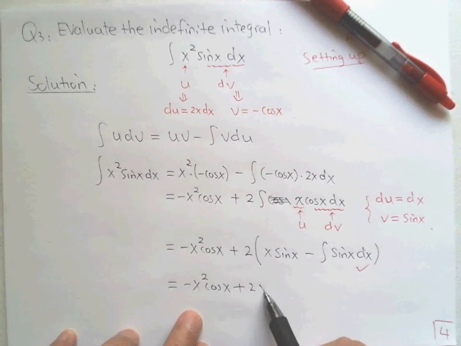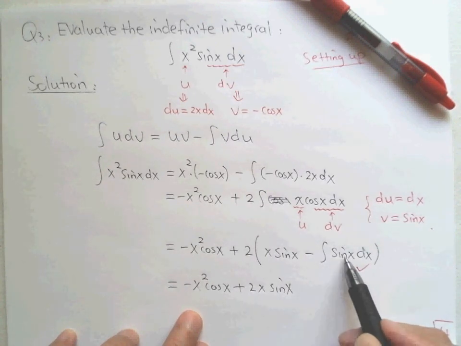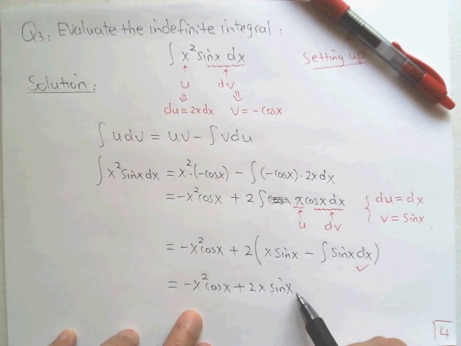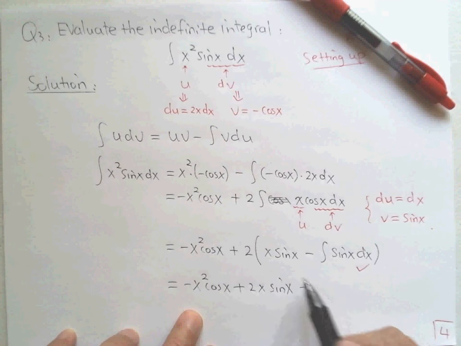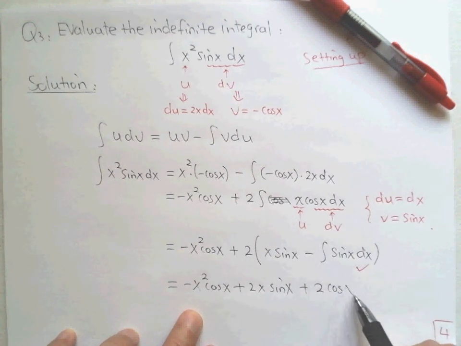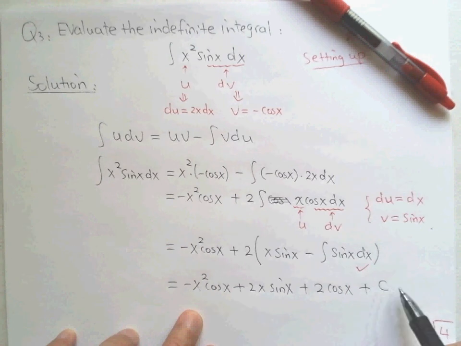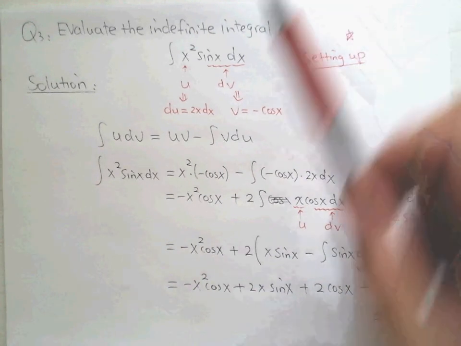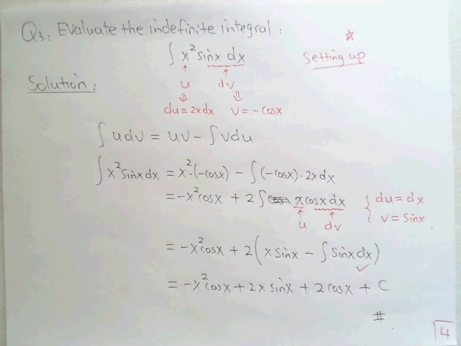The last, I just completed and wrote down here. So 2 times that is plus 2x sine x. This ended in negative cosine, negative goes to positive. So plus, because this is 2 times, distribute the 2 there, so it's 2 times cosine x. Don't miss the last, plus C. Okay, thank you. That's all.